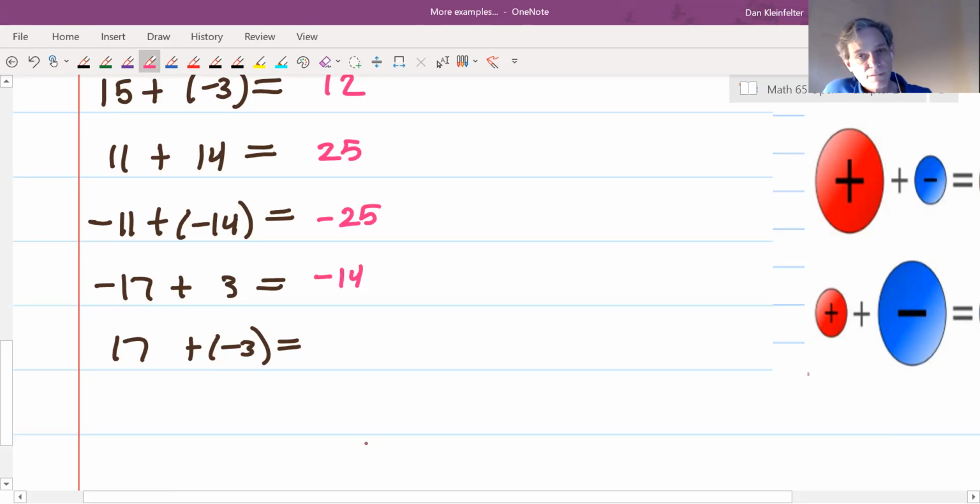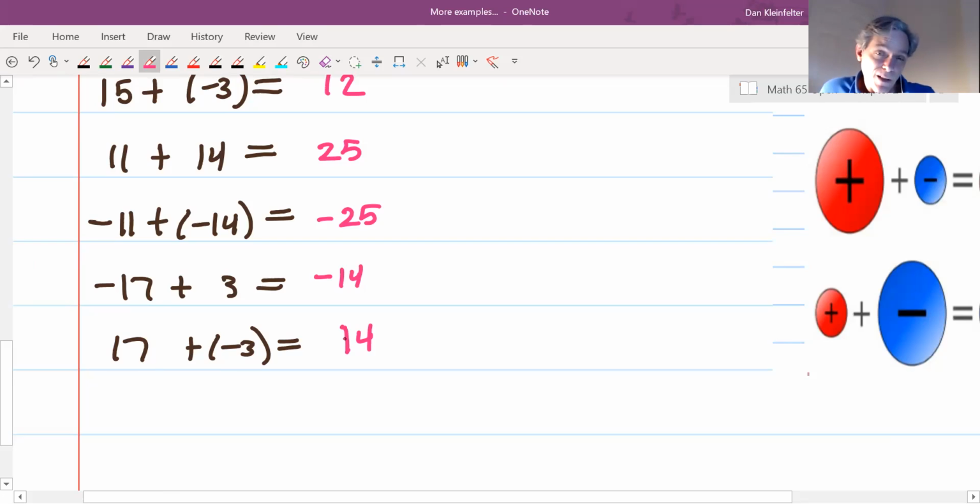negative 14. 17 plus negative 3. We're adding together two numbers that differ in sign, so we'll again subtract their absolute values. This time, the one with the bigger absolute value is the positive one, so positive 14.